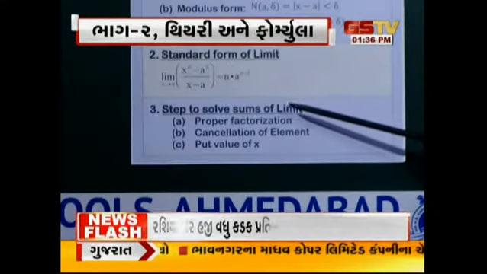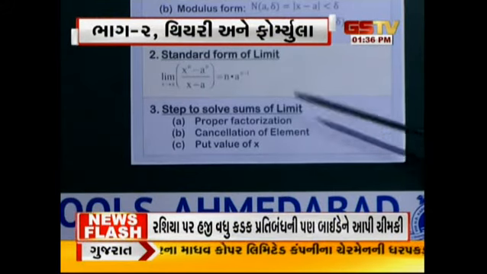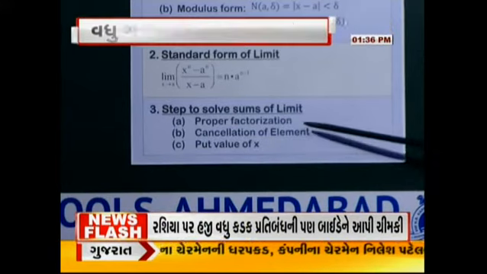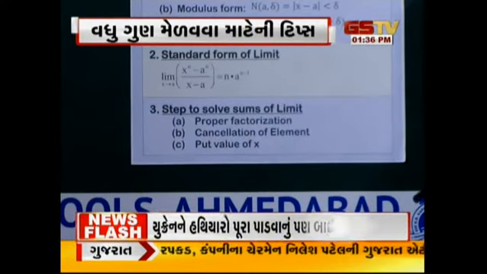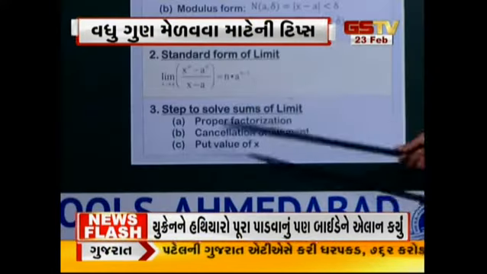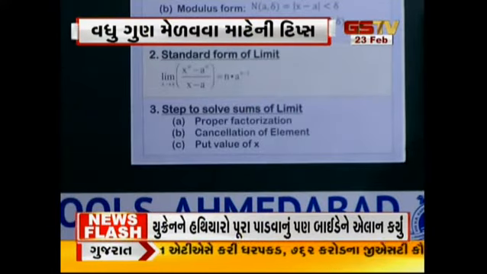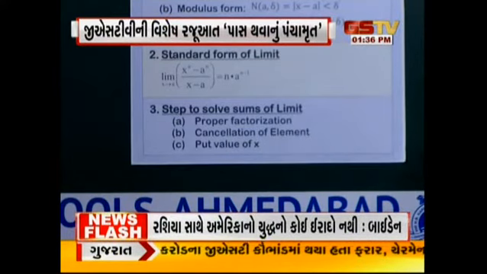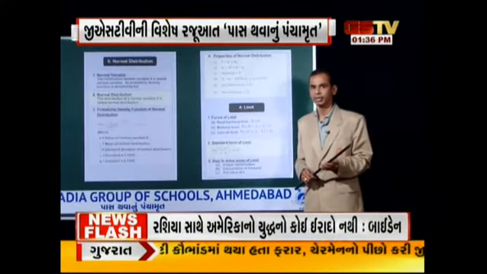After making simplification or after making factorization, in the second step, we have to cancel the equal elements of numerator and denominator. And in the third step, in whatever values are left, we have to put the limit value of x, that will give us the answer of limit.